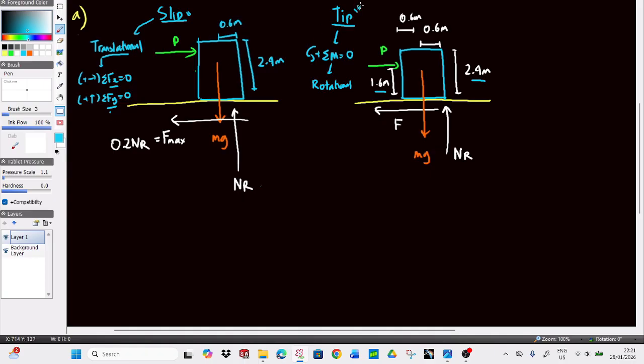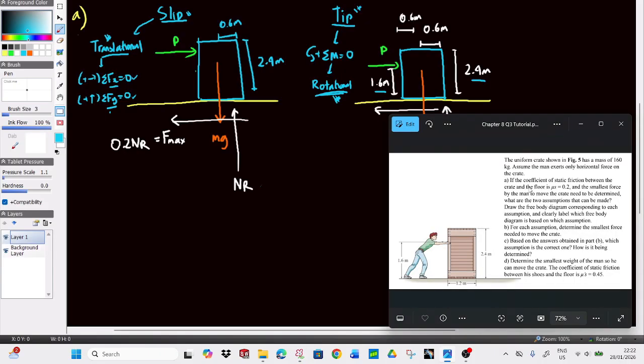Whereas for tip, we have to worry about the crate rotating, so there's rotational motion involved. Of course, there will be translational too. You have to consider your fx and fy, but as I said before, there's heavier emphasis on rotational motion, whereas for slip, the heavier emphasis is on translational motion. That's why I didn't put the dimensions, because we don't really have to worry so much about the moment. Whereas for tip, you do have to worry about the moment.